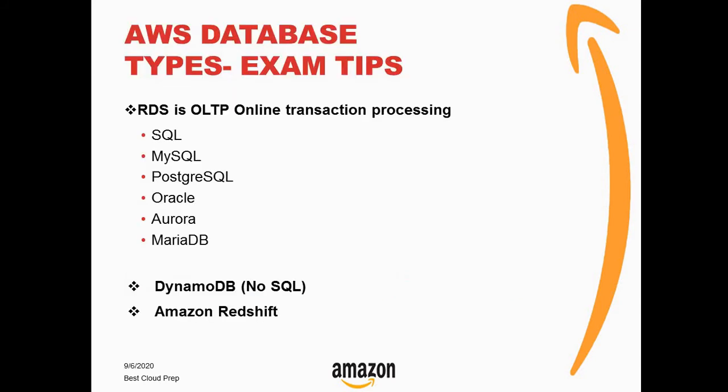So firstly there is RDS. This is used for online transaction processing. It comes in 6 different types. We've got SQL Server, MySQL, PostgreSQL, Oracle, Aurora and MariaDB. We then have Amazon DynamoDB service. This is a NoSQL database server. We then have Redshift. This is Amazon's data warehousing solution, and this is used for online analytic processing.